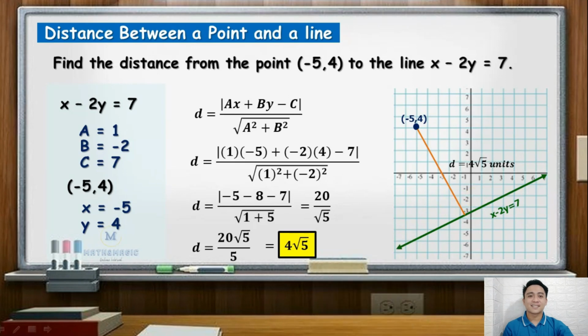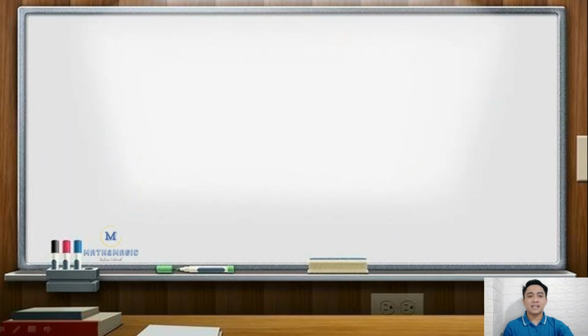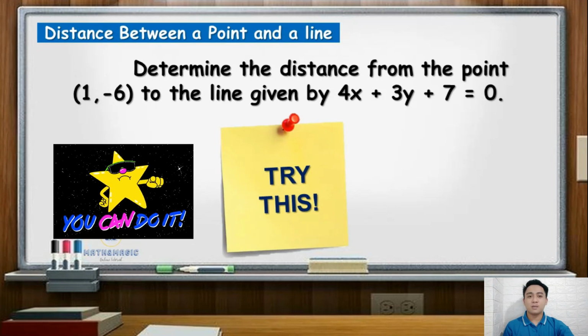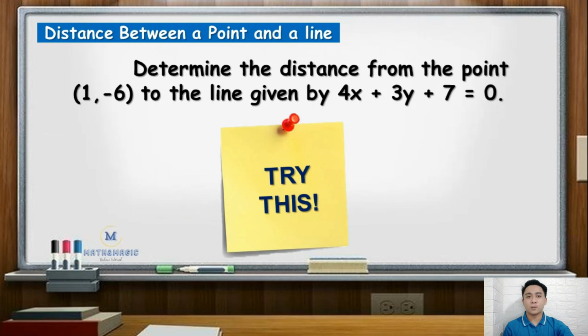Now try this. Determine the distance from the point positive 1, negative 6, to the line given by 4X plus 3Y plus 7 equals 0.